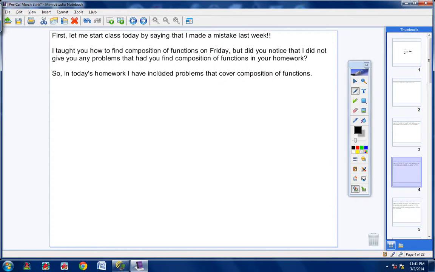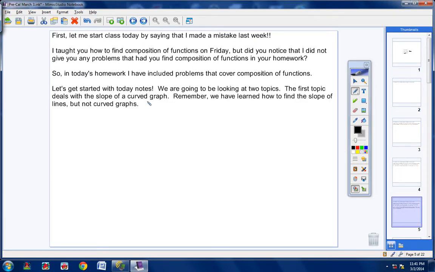Let me go back a page. So I have to do that because you really need to practice, okay? So in your homework tonight, there will be composition problems. So if you're confused, watch the homework video or go back to Friday's notes and get a little refresher there if you need to, okay? All right, let's get started with today's notes.